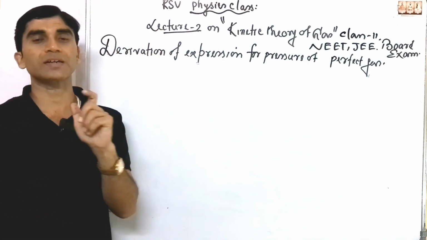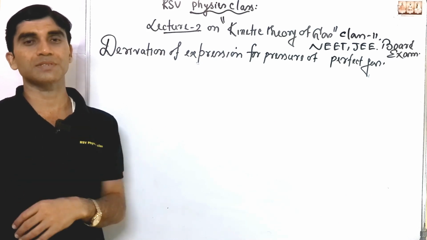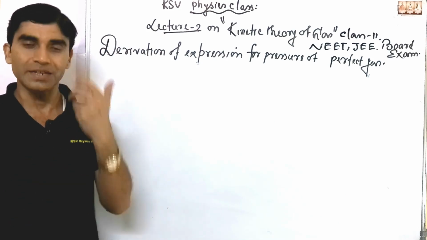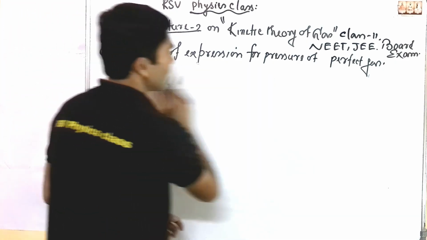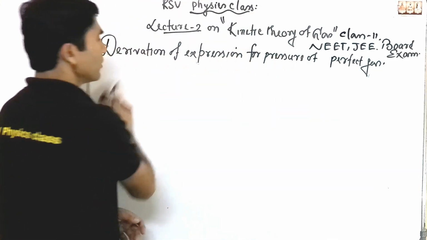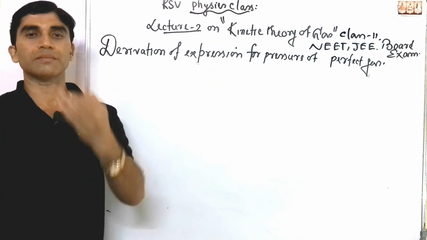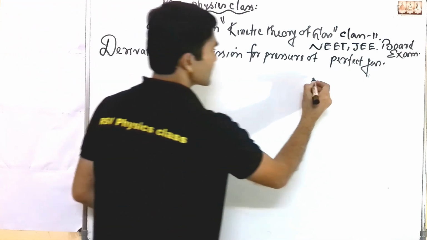So the pressure of a perfect gas, P equals 1/3 rho c square, that is c rms square, you have to derive. How will you derive it? If you are very much strong in theory, then you will be able to face any kinds of problems, right? Okay, so let's discuss with the theory.